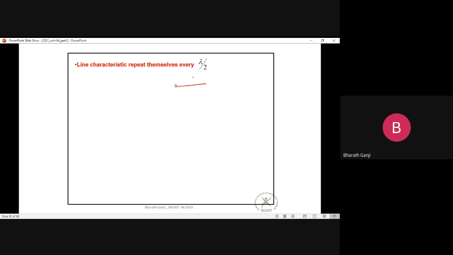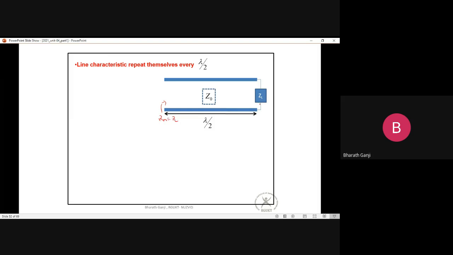Say I have a transmission line with a load ZL. If the length of the line is exactly equal to lambda by 2, and the source creates voltage and current waves that oscillate at a frequency, then if you know lambda, and the length of the line is exactly lambda divided by 2, the input impedance Zin will be exactly equal to ZL. Whatever is at the end repeats, and this happens every time.